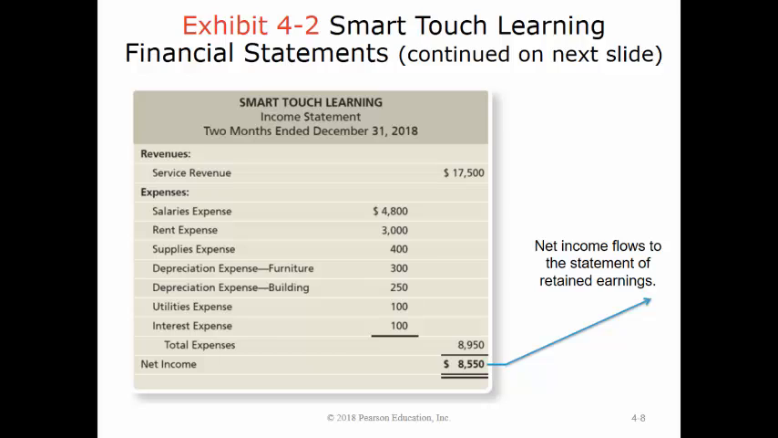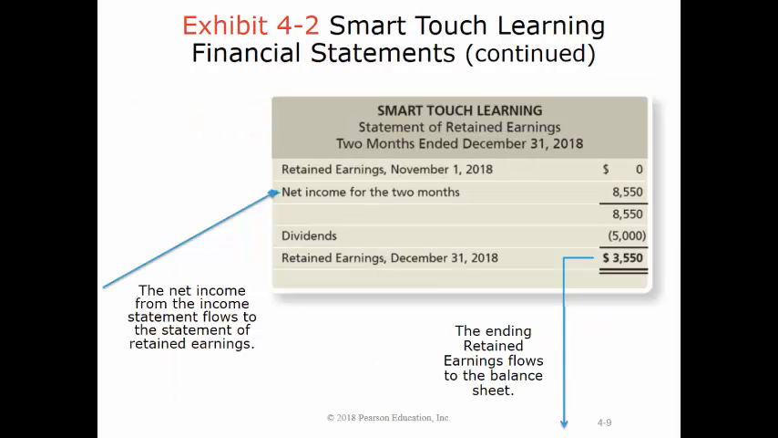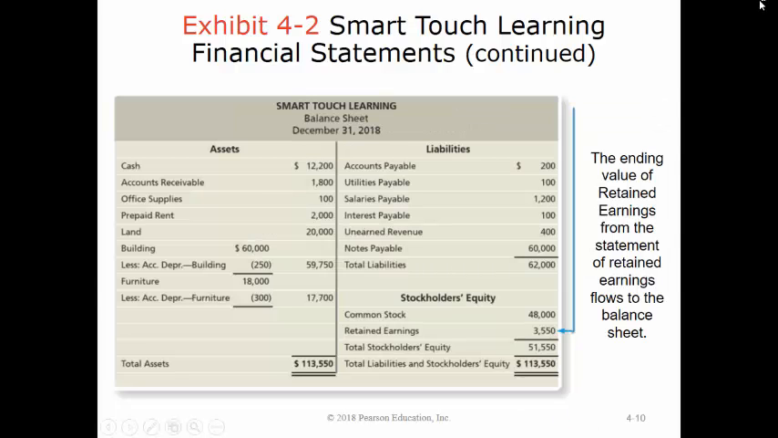The net income or net loss from the income statement will flow to the statement of retained earnings. The second financial statement prepared is the statement of retained earnings. The net income or net loss from the income statement increases or decreases retained earnings for the period. The ending retained earnings balance flows to the balance sheet. The ending value of retained earnings from the statement of retained earnings is reported on the balance sheet.